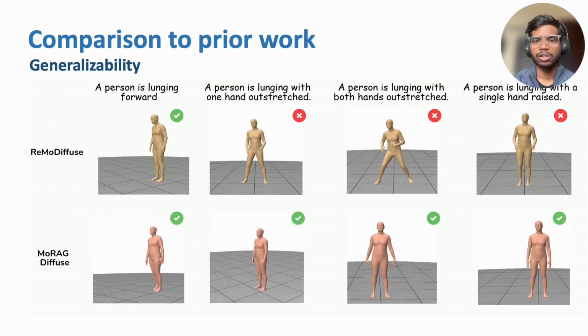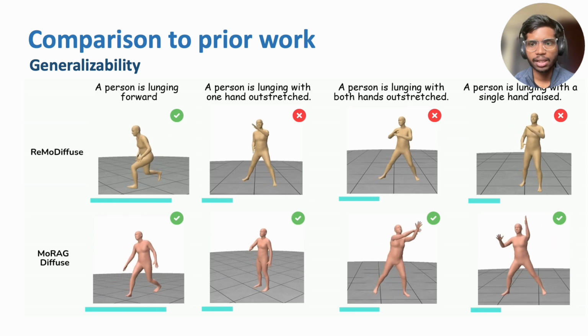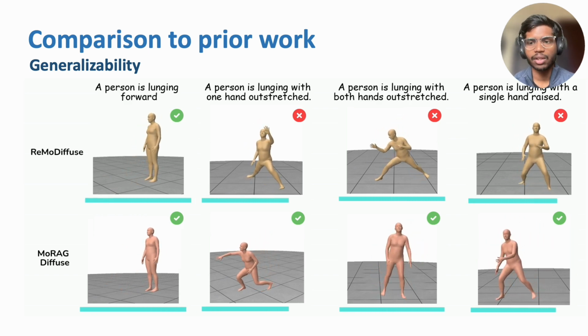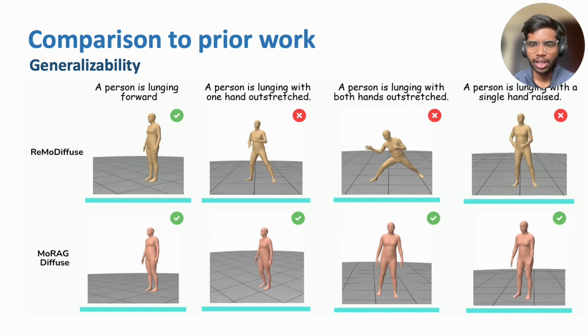The MoRAG diffuse model shows a strong comprehension of the language space, allowing it to effectively capture variations in text descriptions and generate more accurate motion sequences. For example, while ReMoDiffuse can generate a motion for a simple text description like lunging, it struggles to adapt to more subtle variations in the text. In contrast, MoRAG diffuse effectively captures these fine-grained details, generating more nuanced and accurate motion sequences.